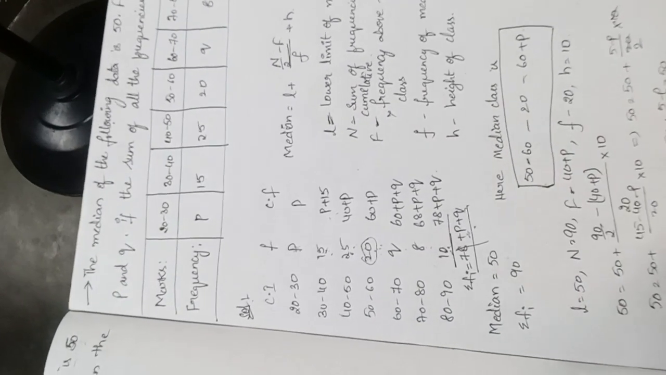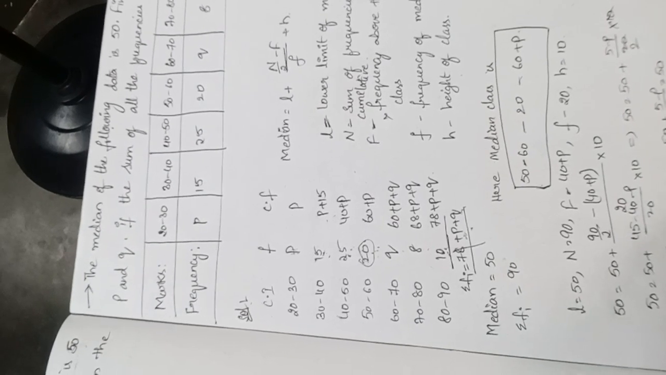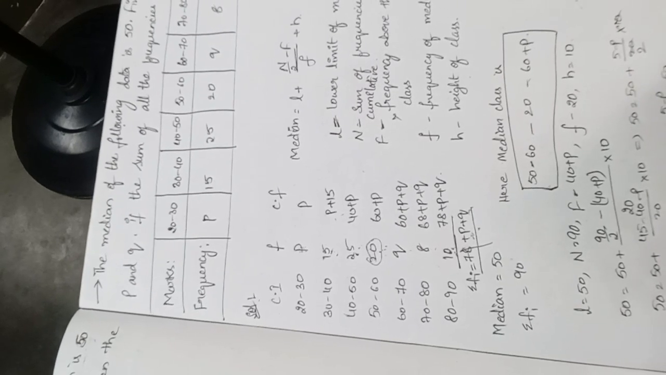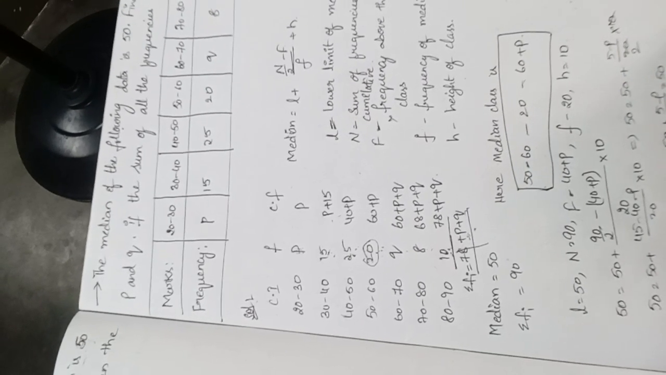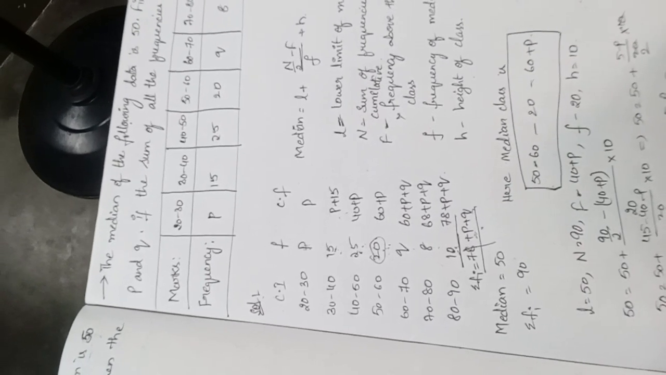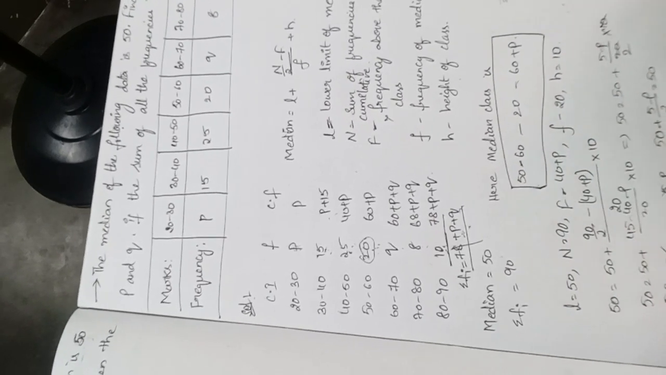So what will you get? 100 plus 5 minus P by 2 equals 50, which implies 100 plus 5 minus P equals 100. Both get cancelled. 5 minus P equals 0. Therefore P equals 5. We got the value of P.